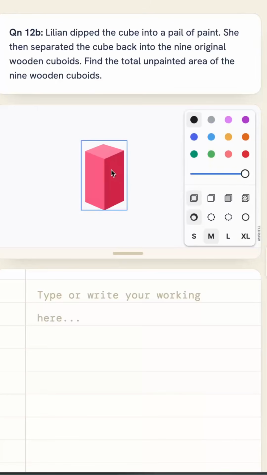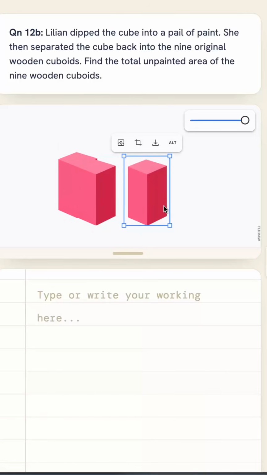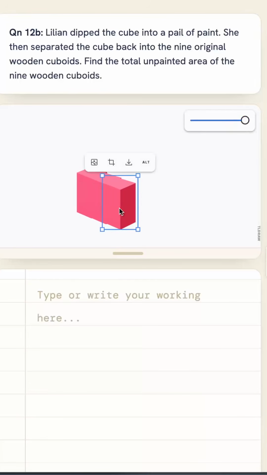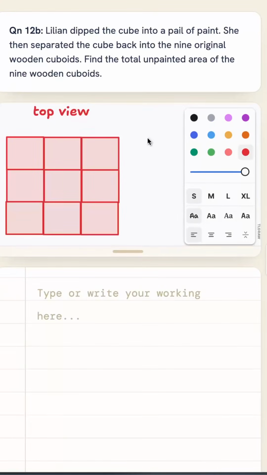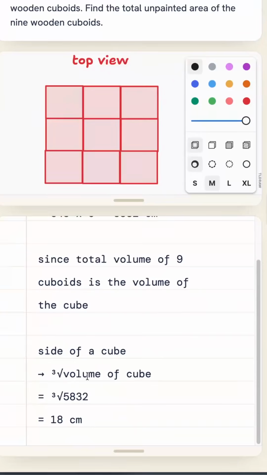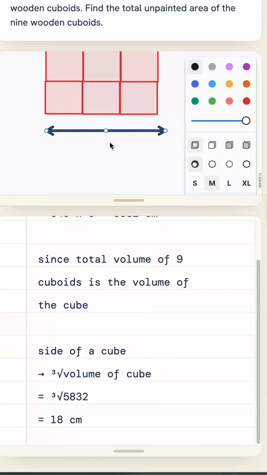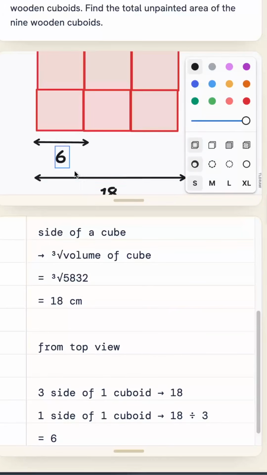Alright, so now we know that we have one cuboid and we form this cuboid with another cuboid to make them into one small cube. Alright, so it looks something like this. So if you were to look at the top view, it will look something like this, right? So the top view itself, and we know from our earlier workings that each side is 18 centimeters. So this over here will then be equal to 18 centimeters. Since this is a cuboid with a cube base, that means one of the sides of one cuboid itself is equal to 6. So now we know one side of the cuboid is 6.